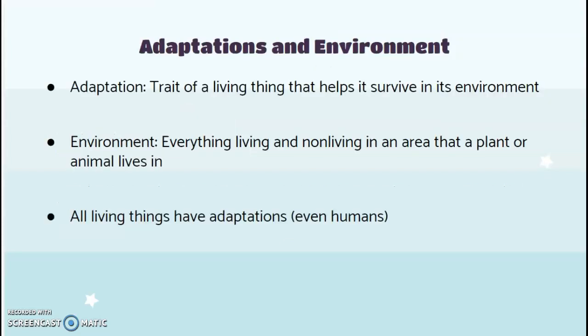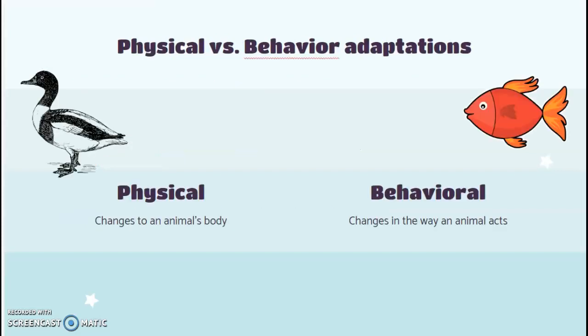So this is very similar to last week. Remember, an adaptation is a trait of a living thing that helps them survive in its environment. And an environment is every living thing and non-living thing in an area that a plant or animal lives in. All living things have adaptations, even humans. So here are some examples.